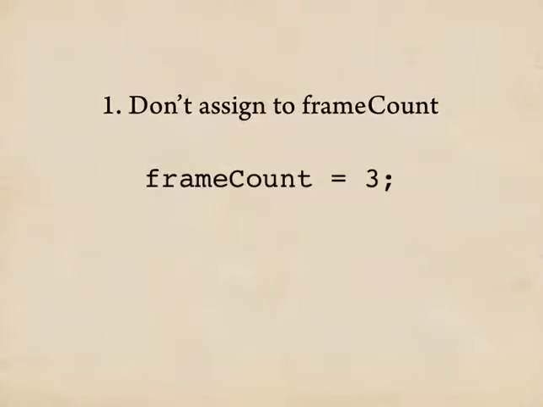The first is never assign to frame count. We've been using frame count, adding it to things and dividing by things, but we never put a number into frame count. You may be familiar with other animation systems where you can create loops and things by assigning to some variable that is keeping track of where you are in the frames. That's not the way Processing works.